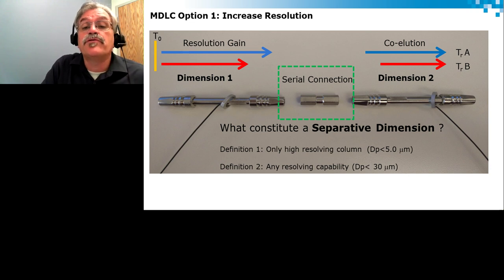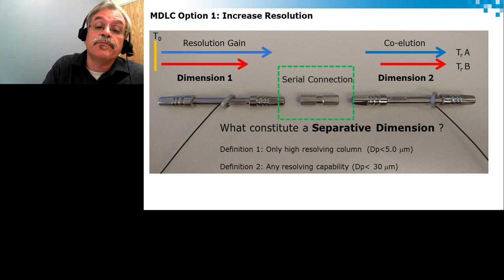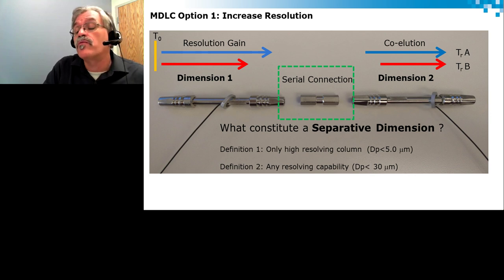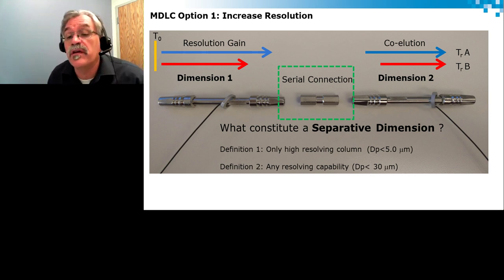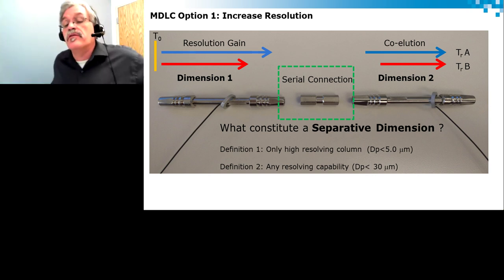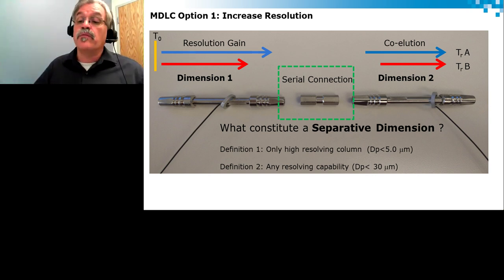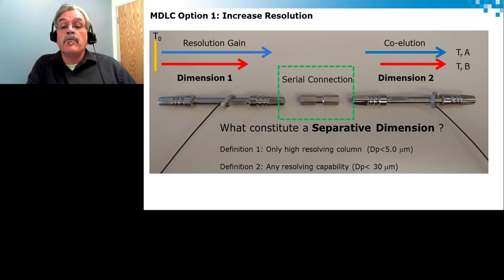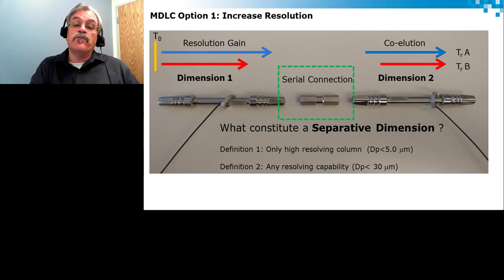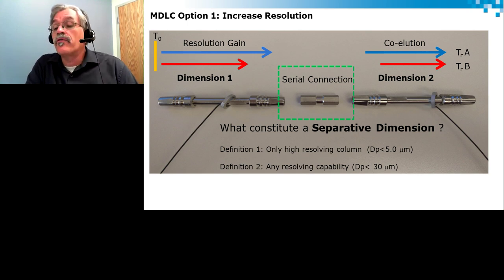Now, the multi-dimension liquid chromatography option number one. So how do I increase resolution? Now, resolution is increased by simply connecting two columns together. Now, we're trying to avoid what we call these serial connectors. Now, in this diagram over here, in the middle, in the green box, I've actually put a standard connector. Now, what we want to do over here is utilize or introduce the concept of a separative dimension. What would actually give a resolution gain and avoid a coelution aspect?